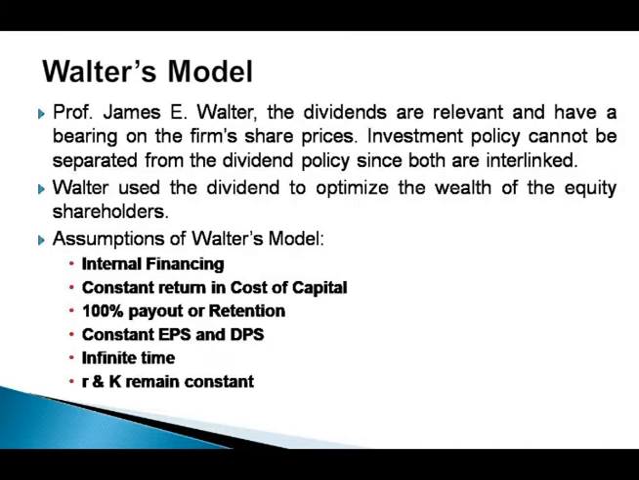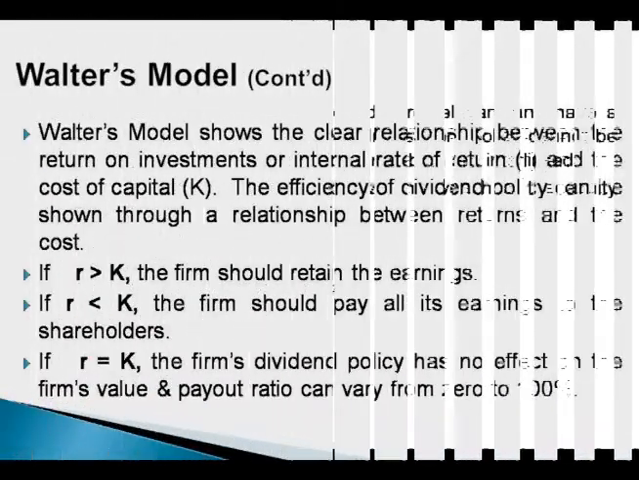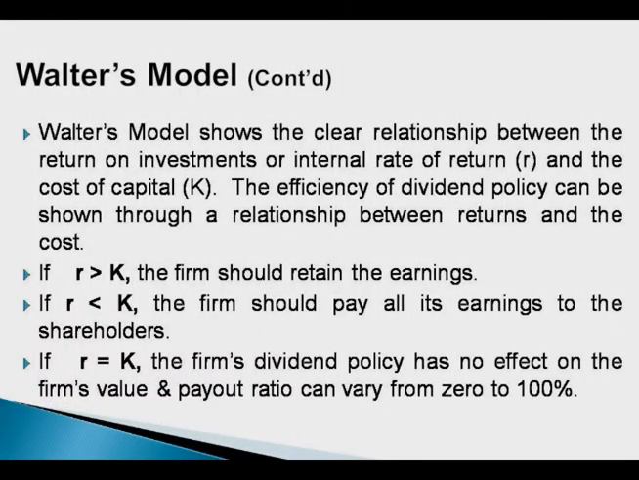What is R and K? R is the rate of return, and cost of capital K remains constant. We will discuss further this R and K. So according to this model, it clearly shows the relationship between the return on investment or the internal rate of return R and the cost of capital K.